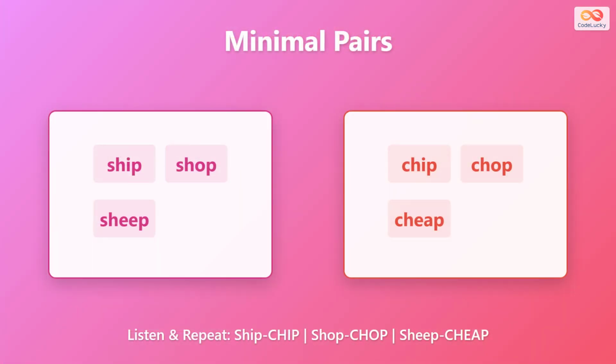Minimal pairs are two words that differ by only one sound. This is the best way to train your ear and mouth. Listen carefully to these pairs: ship versus chip, shop versus chop, sheep versus cheap. These pairs sound very similar, but they are completely different. The only difference is the first sound, SH versus CH. Repeat each pair several times. Listen for the smooth SH sound, then the sharp CH sound. This practice will help you master the difference.